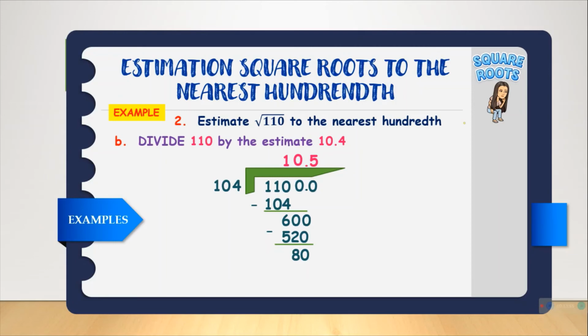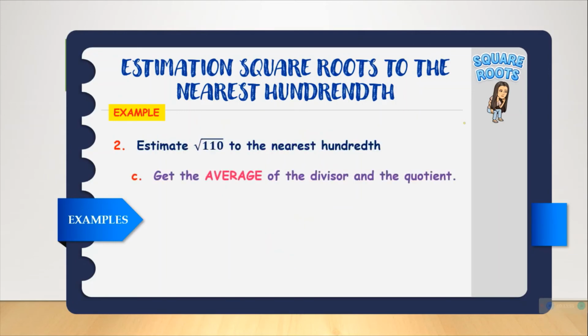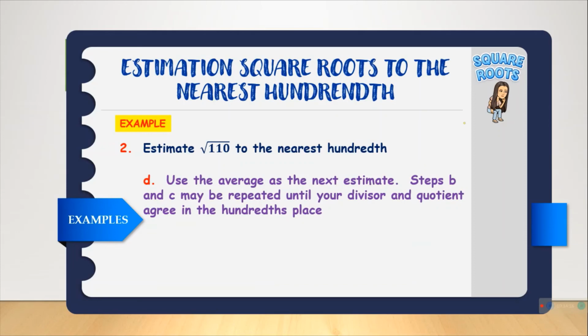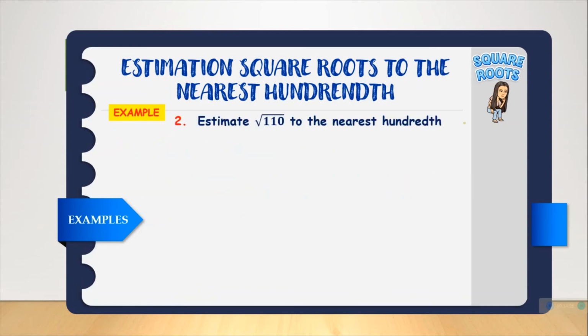And then, yung 10.4, kukunin natin yung average nilang dalawa. Tsaka yung 10.5, i-add natin, then we will divide it into 2. So, 10.4 plus 10.5, that is 20.9. Then divided by 2, that is 10.45. So, ibig sabihin, pag we will use the average as the next estimate, step B and C may be repeated until your divisor and quotient agree in the hundredths place.